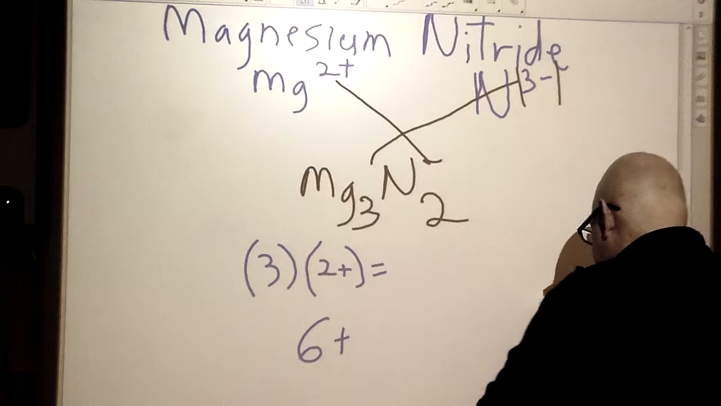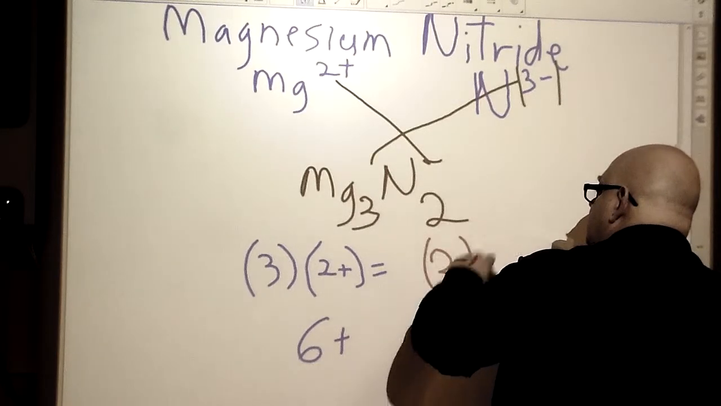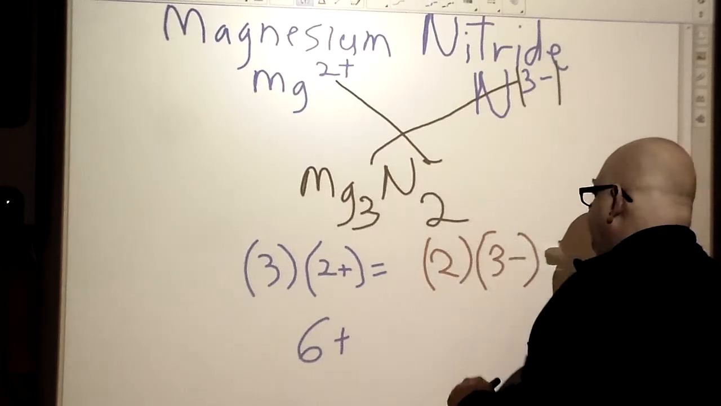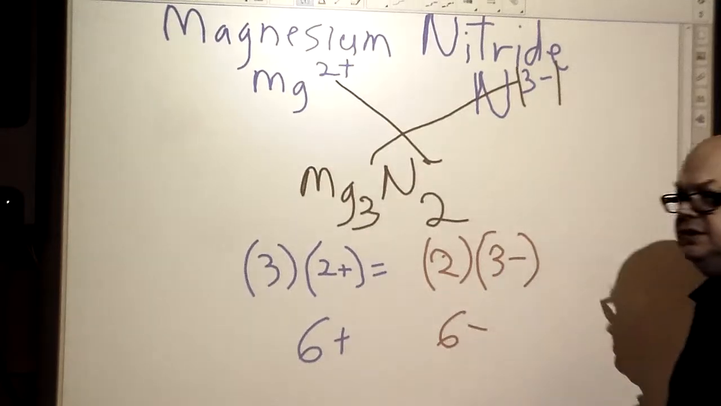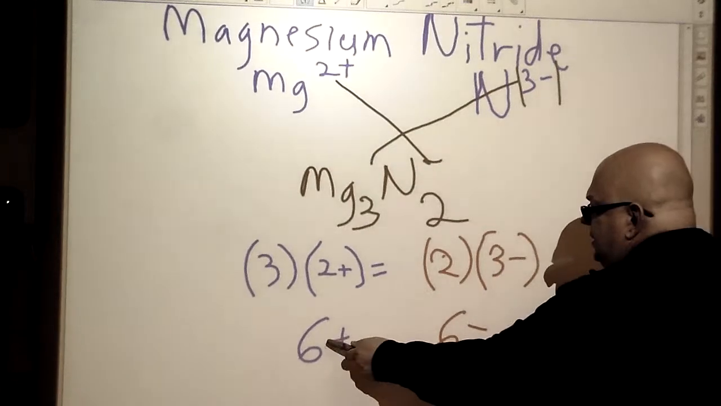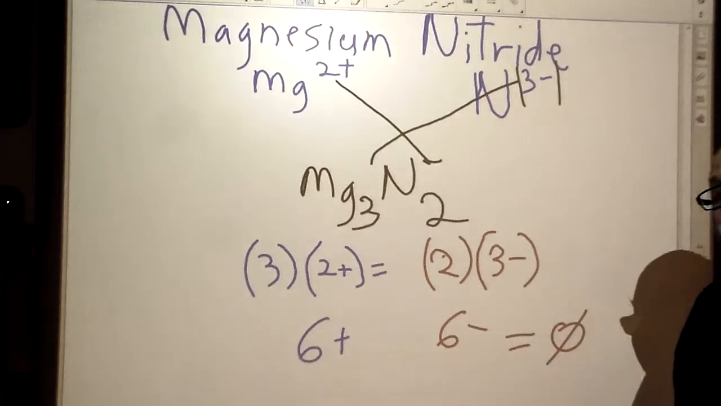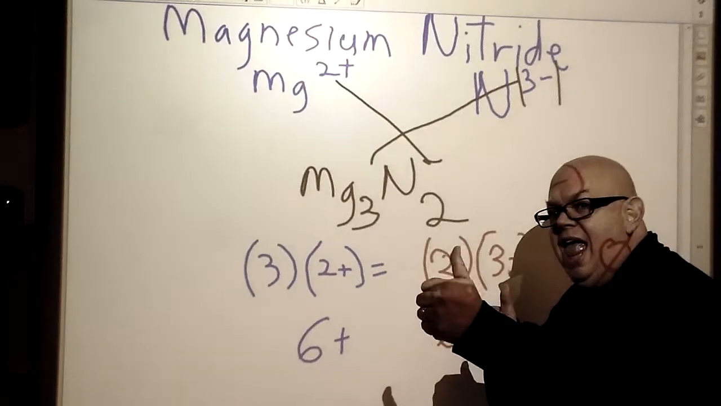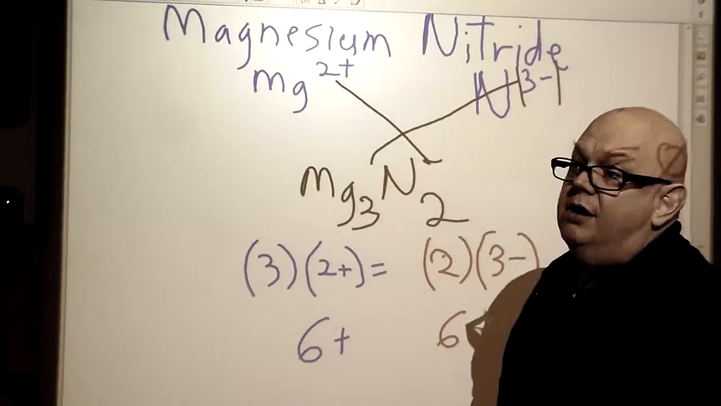Let's take a look on this side here. And notice I'm going to use a different color here. I'm going to go 2 times, the nitride is a -3. So 2 times -3 gets me a -6. So a +6 with a -6, that brings us to 0. That tells us we're balanced. Yeah! Okay. I hope this worked out for you guys.